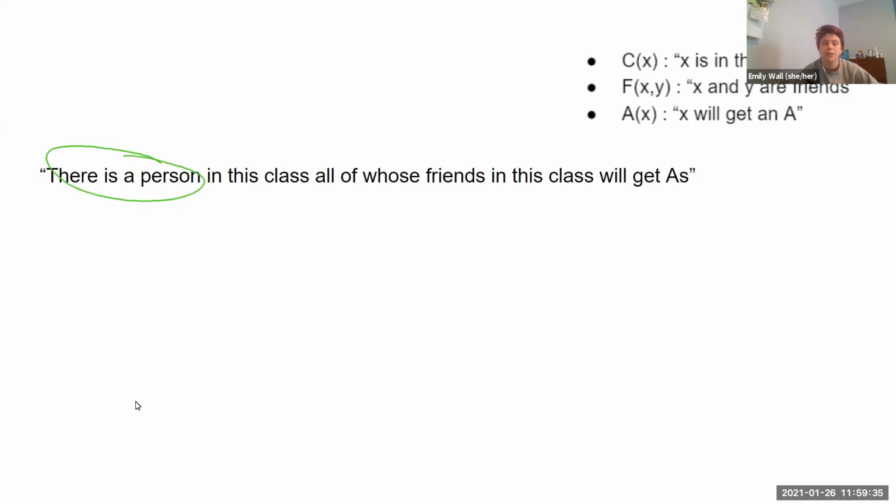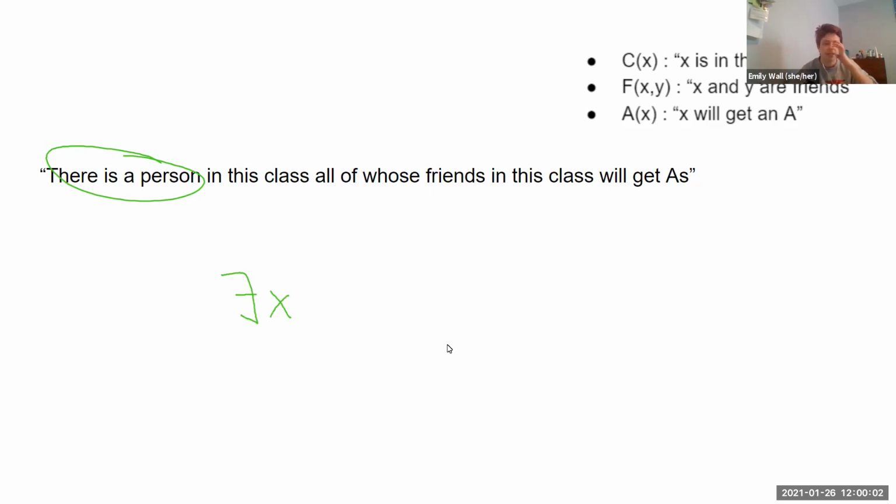First, there is a person. Well, we can deal with that. We're gonna need an exists X. Now, just because the words there exists or there is a person are at the beginning of the sentence does not mean that the exists X will necessarily be at the front of our answer. It might be true, but we don't know that for sure, so always something to keep in mind.